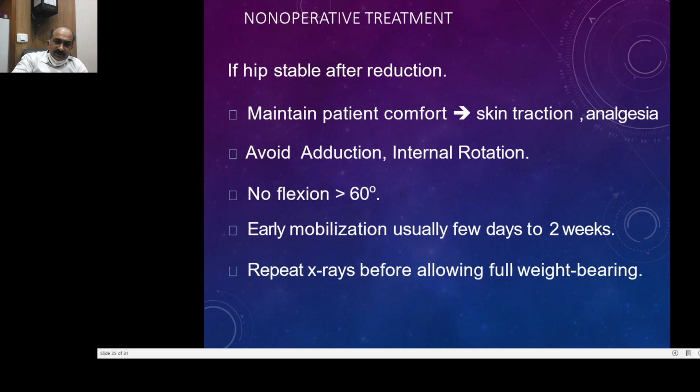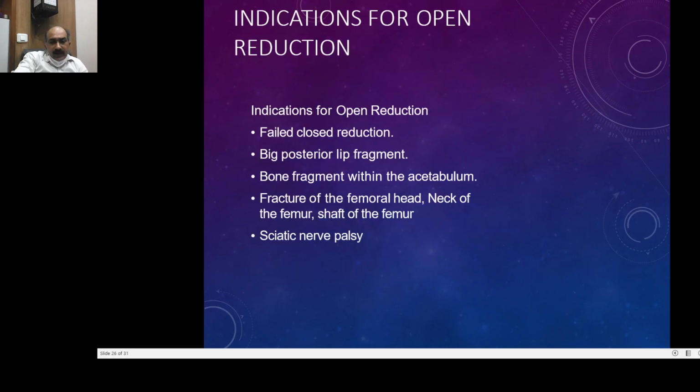There are certain indications for open reduction. Number one is failed closed reduction. Then when there is a big posterior lip fragment, or bone interposed in the hip joint, or when there is fracture of the femoral head, neck or shaft of the same side. The most important indication for open reduction is sciatic nerve palsy, to know the damage to the sciatic nerve and the cause.